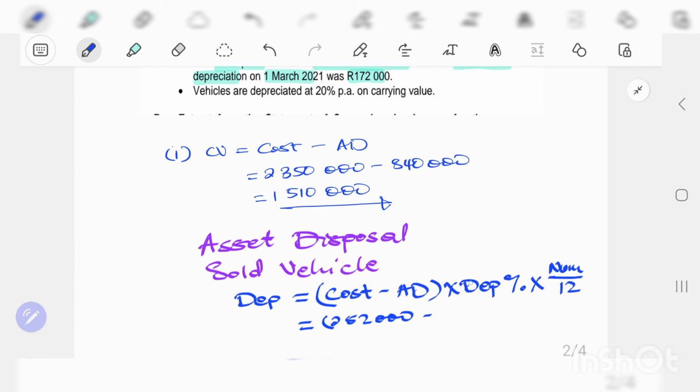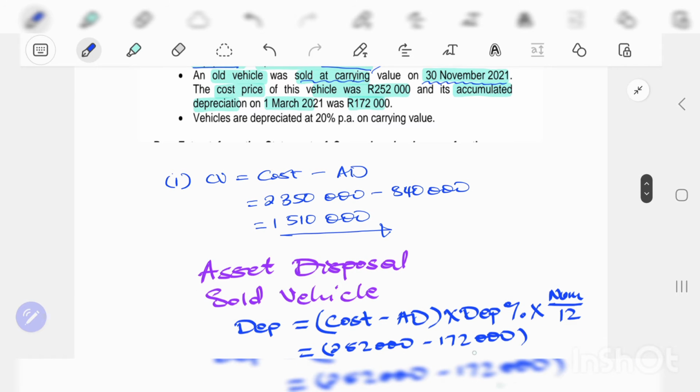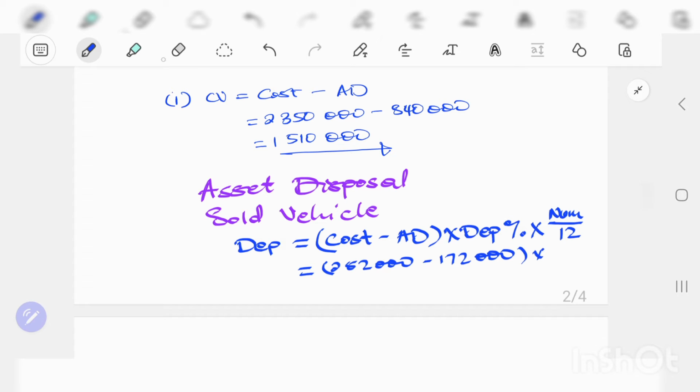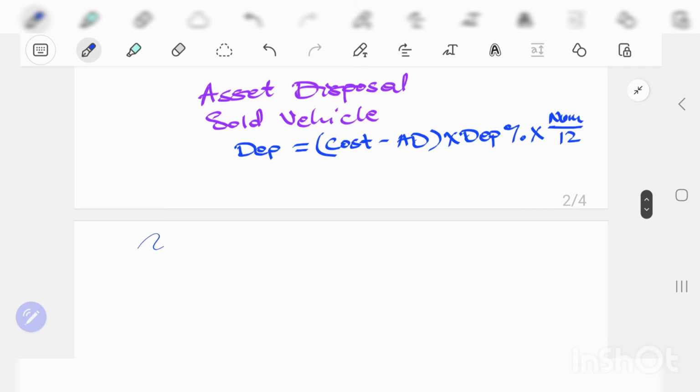And then the accumulated depreciation near 1 March 2021 is 172,000. Then you'll multiply this. Okay, guys, I'm running out of space, so let's do this. So the depreciation is equal to 252,000 minus 172,000. So it's cost minus accumulated depreciation, multiplied by the depreciation percentage.